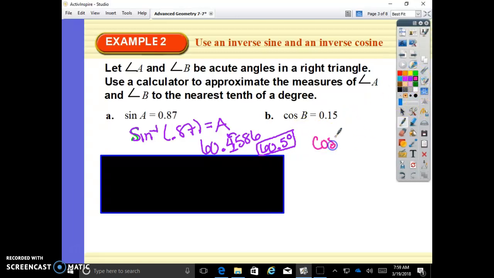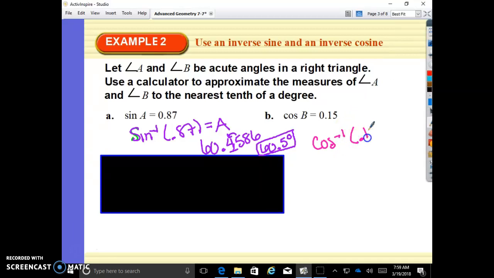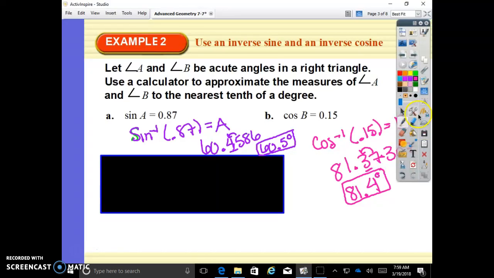The inverse cosine of 0.15 gives you B degrees. Let's check this one out. 0.15 second cosine, and you should be able to get 81.37307. Rounded to the nearest tenth, the 7 makes the 3 a 4. So it's approximately 81.4 degrees. Angle B is 81.4 degrees.